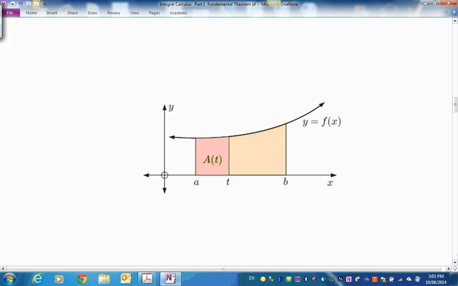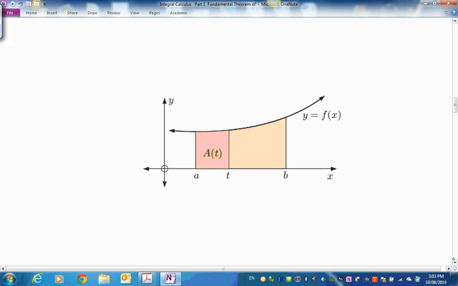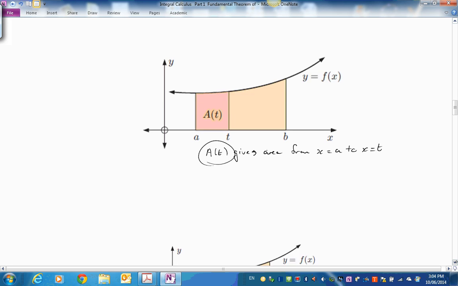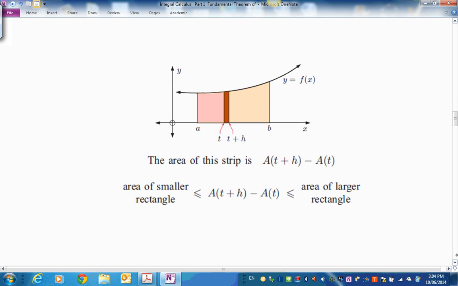So here's our problem. We want an area function, don't we? So let's define A of t as the function here which gives the area from x equals a to x equals t. Let's see if we can actually find a formula for this function using maths. That upper and lower sum business was a bit rough, only estimating there. So let's have a look at the mass of it.